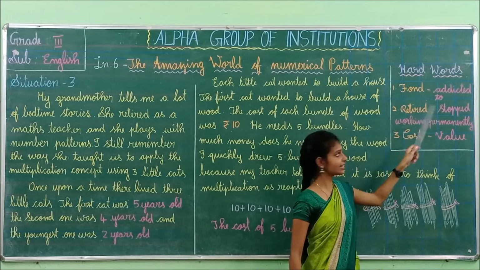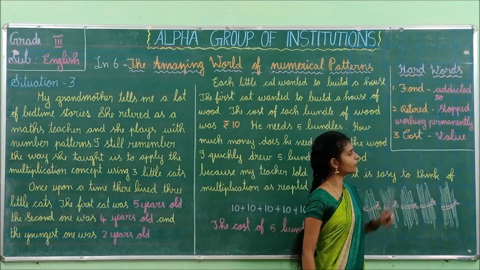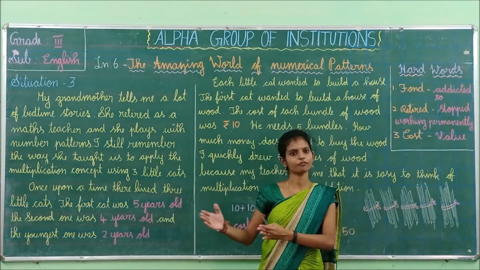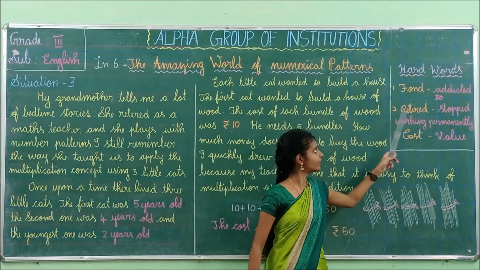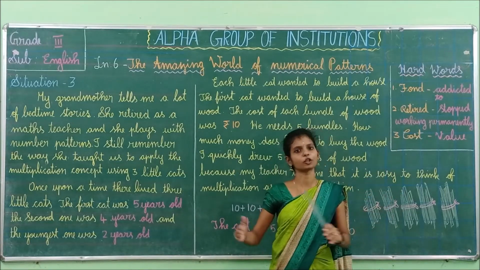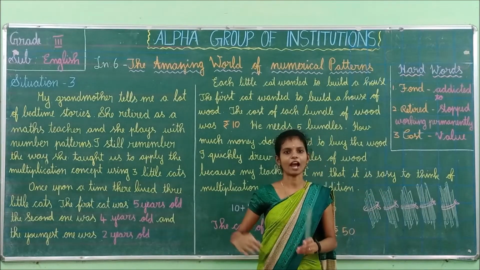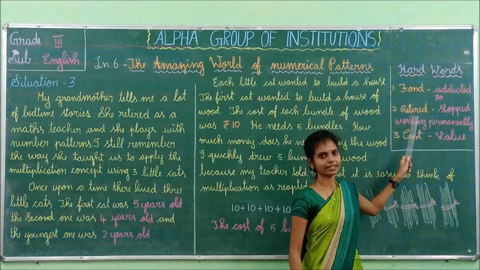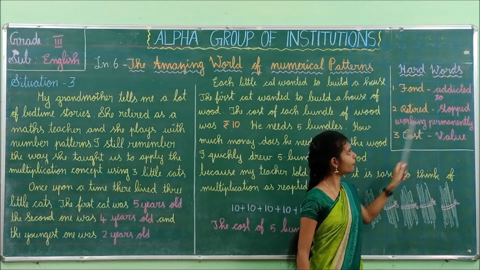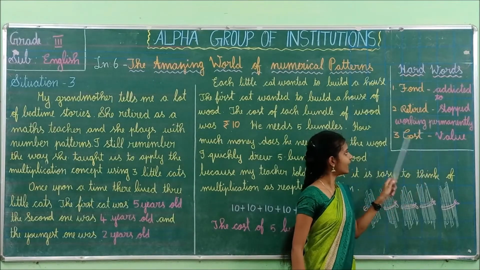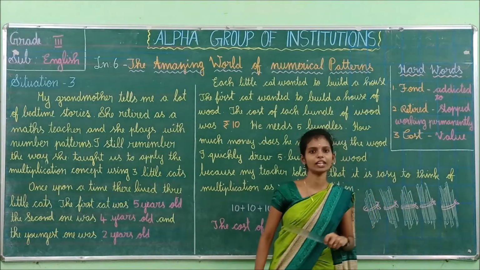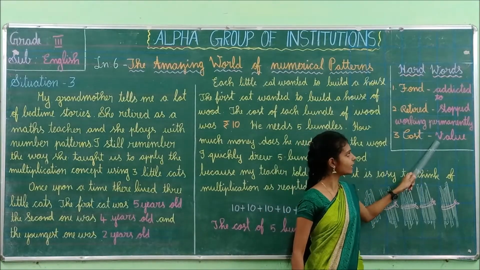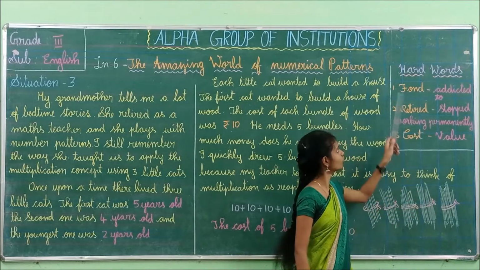Retired. Retired means stopped working permanently. So that's some end point for our work. We can work up to 60 or 55. After that, we will retire from the work. So that is called retire. Retire means stop working permanently. And then cost. Cost means value. C-O-S-T, cost. V-A-L-U-E, value.